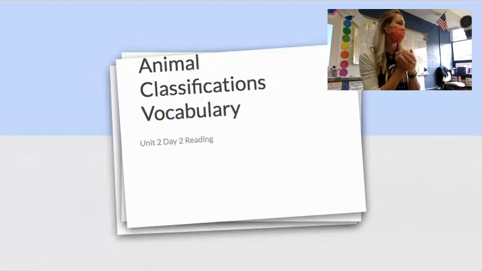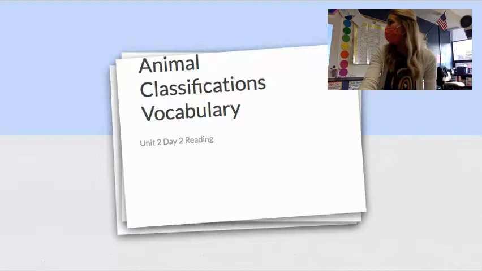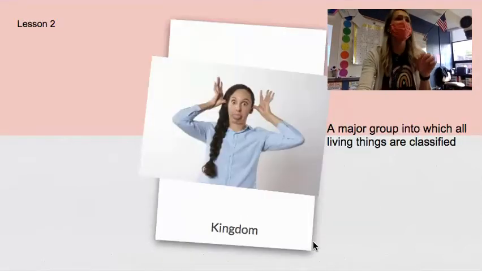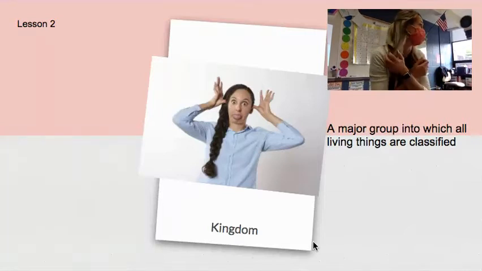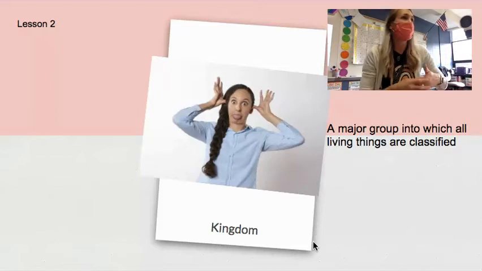Last week, we just talked briefly about omnivores and carnivores and herbivores. This week, we're going to go into our new reading, and we will talk about it a little bit. So animal classification vocabulary. Our first one is a kingdom. Now, I honestly put this picture up there because I didn't have a good picture to go with kingdom.